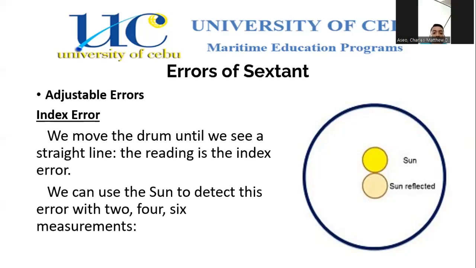Index error. We move the drum until we see a straight line. The reading is the index error. We can use the sun to detect this error with 2, 4, 6 measurement.